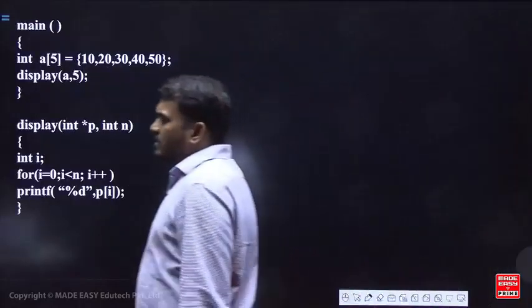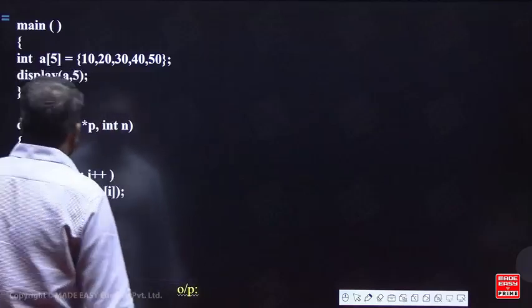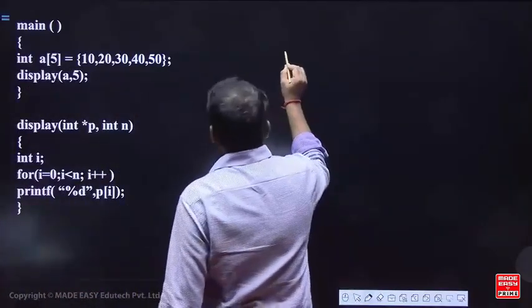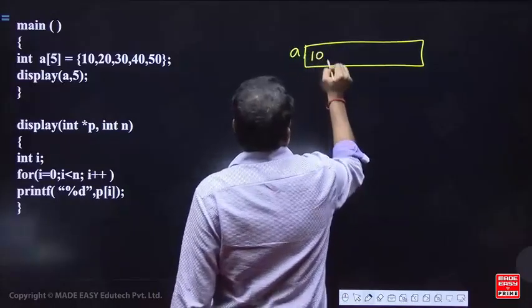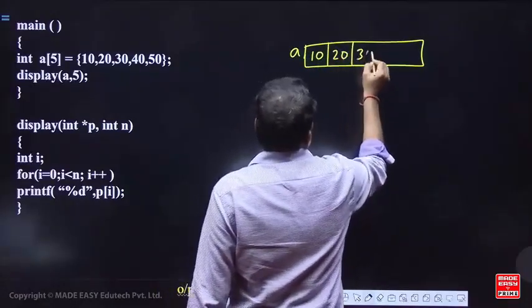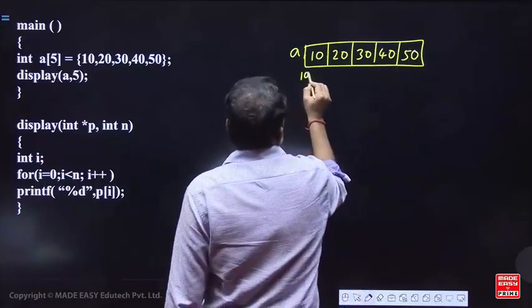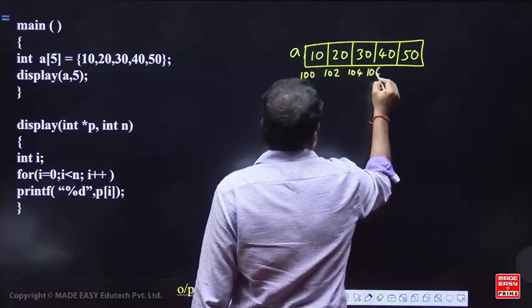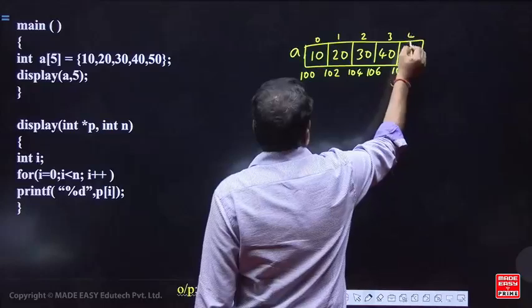Okay. So understand here what is saying in this example. Question is very simple. You can understand, but you need to understand what I am doing here. So you are having the simple 1D array, with the elements 20, 30, 40, 50, and let's say the base address is 100, 102, 104, 106, 108. So it's a of 0, 1, 2, 3, 4.